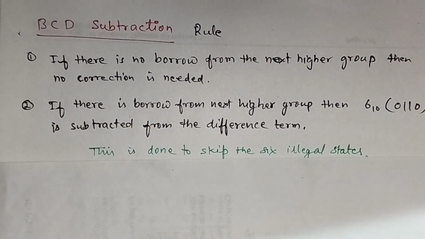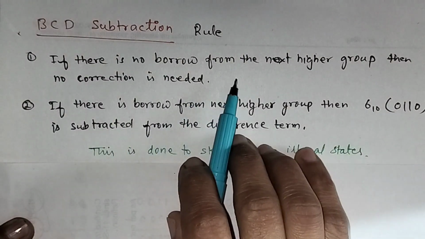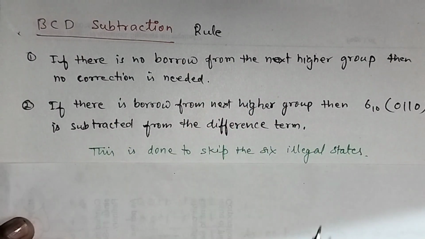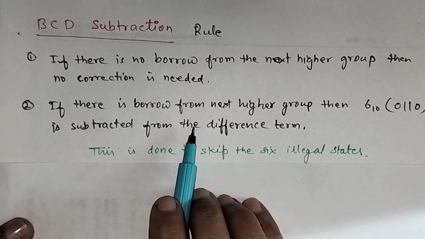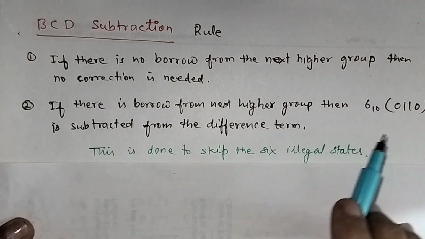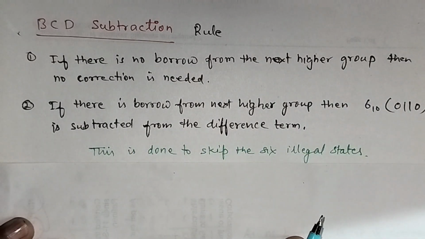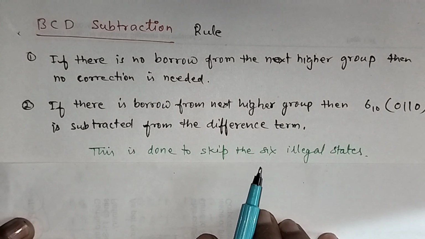Now we'll discuss BCD subtraction. The rule for BCD subtraction is, if there is no borrow from the next higher group, then no correction is needed. If there is borrow from the next higher group, then 6 is subtracted from the difference term. And this all is done to skip the 6 illegal states.